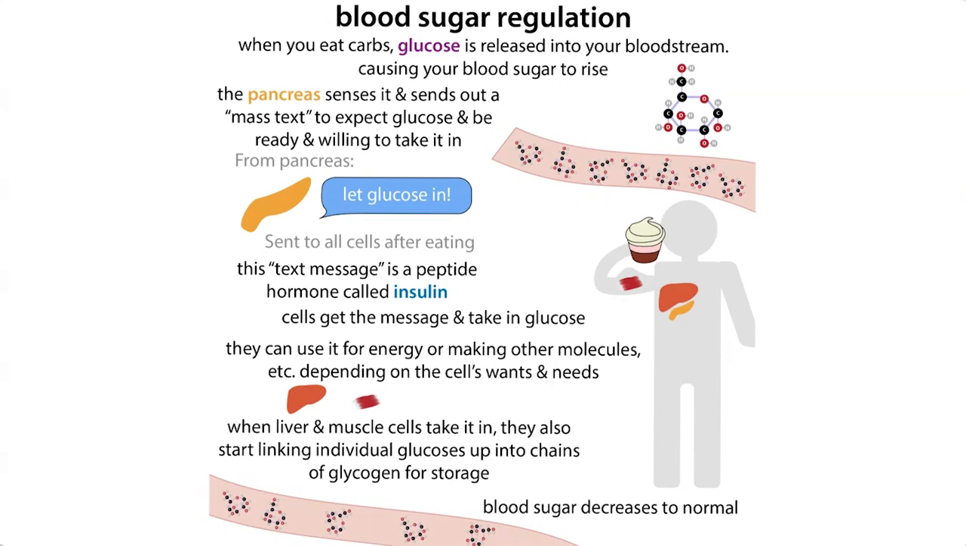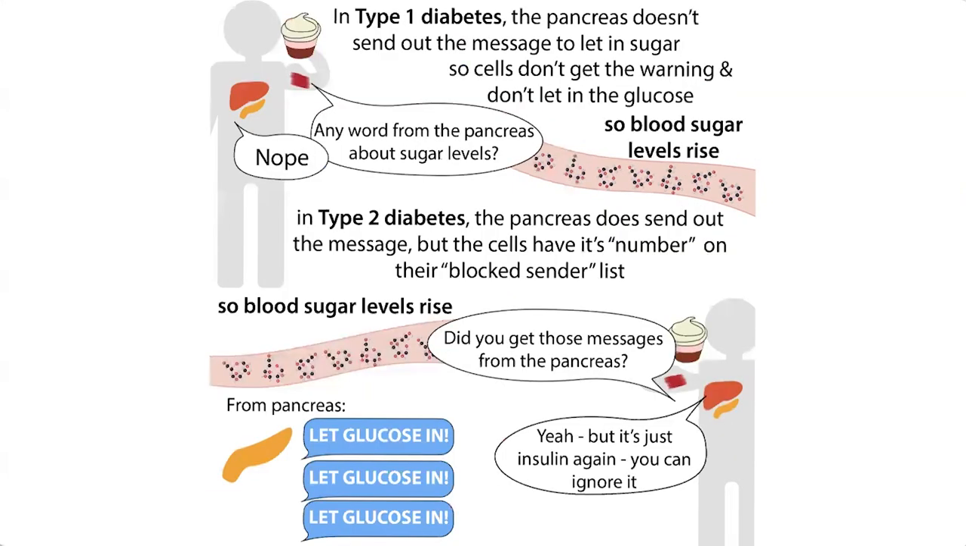So with type 1 diabetes, even if you eat a lot of glucose, your pancreas isn't sending out that insulin. This is typically an autoimmune condition where the body is destroying the pancreatic cells, and so you don't get the insulin made. In type 2 diabetes, even though the insulin is being made, the cells are desensitized to it, and so they're not getting the message.